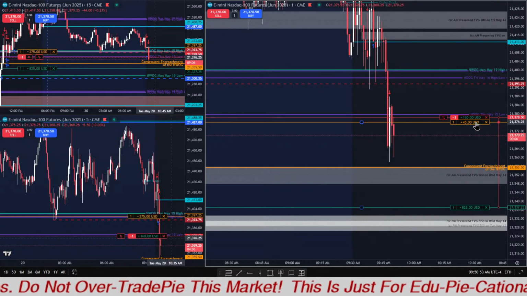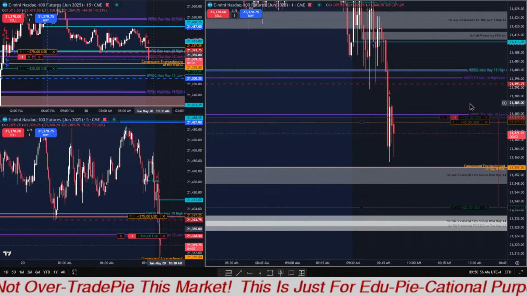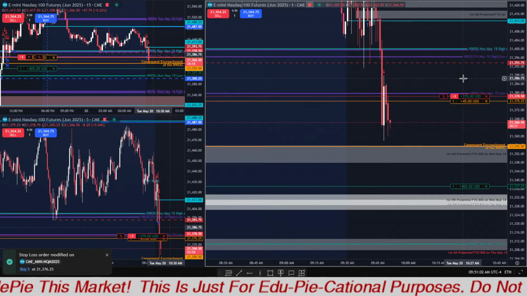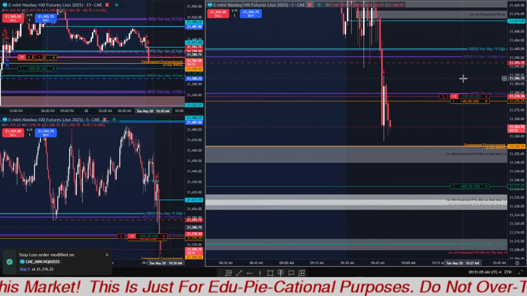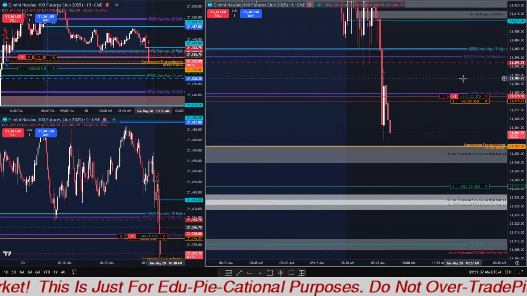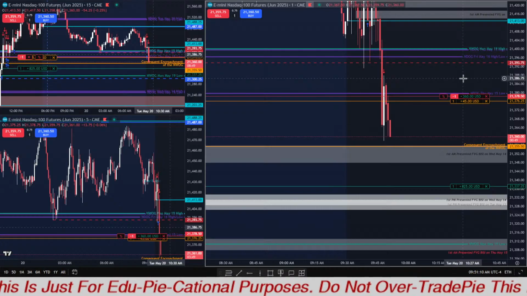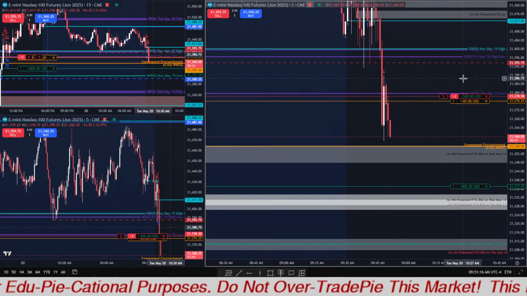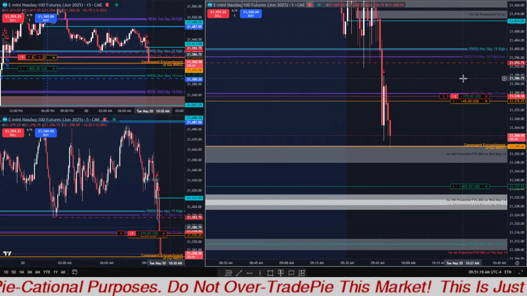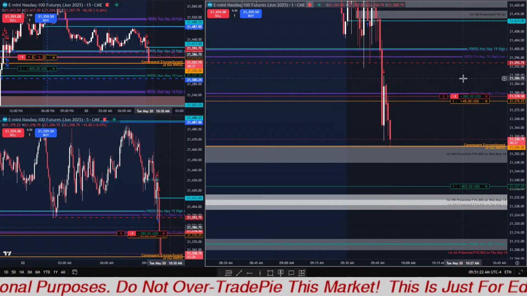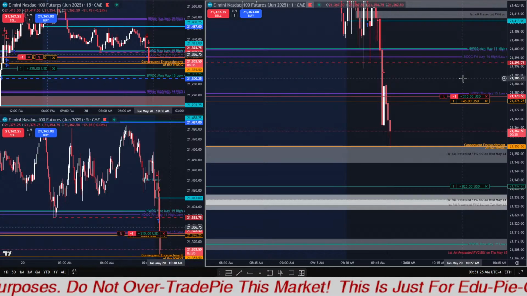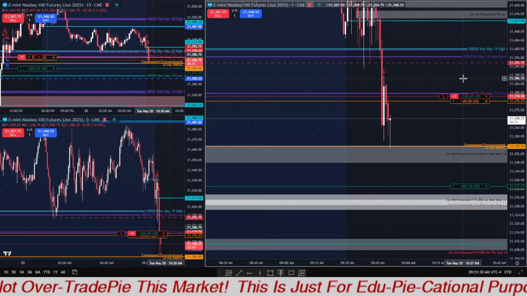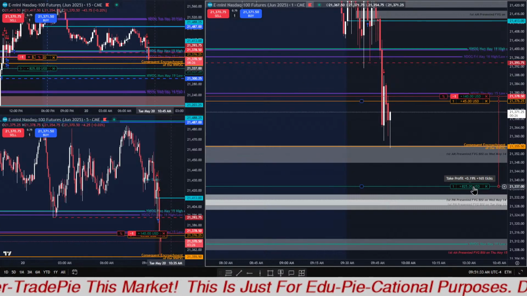I reduced the risk to a little lower than break even. So if the market goes higher, I'm not losing anything. We just traded into the consequent encouragement of the new week opening gap, and let's see if we can trade lower and go to the target of this trade.